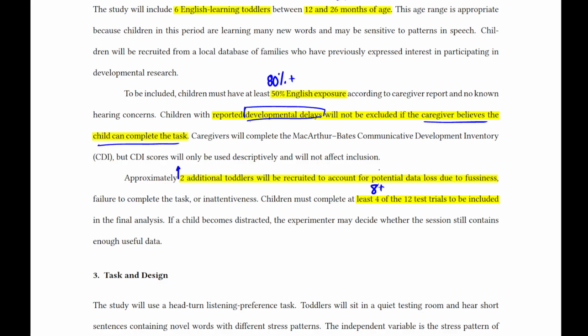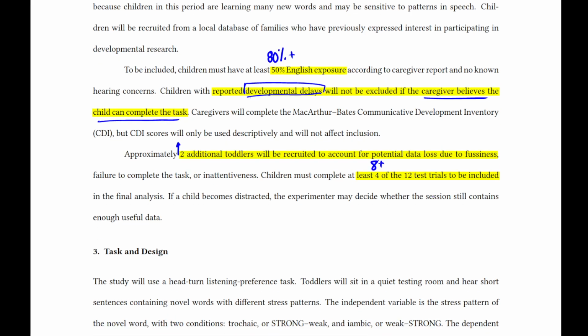Okay, if a child becomes distracted, the experimenter may decide whether the session still contains enough useful data. Again, this goes back to the test trials.